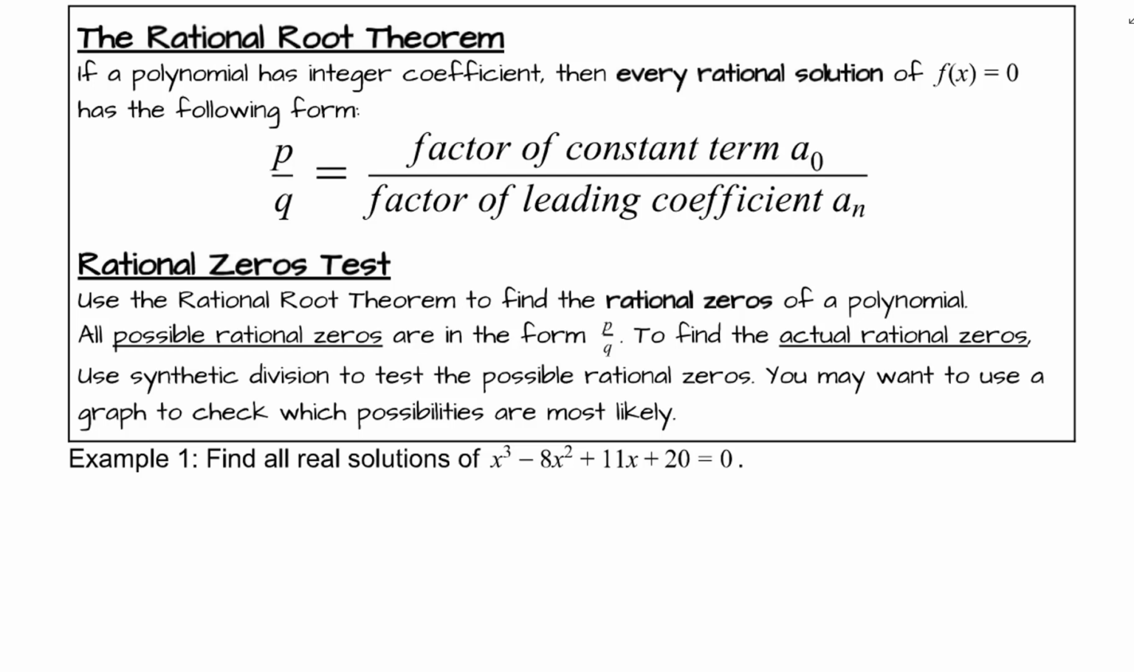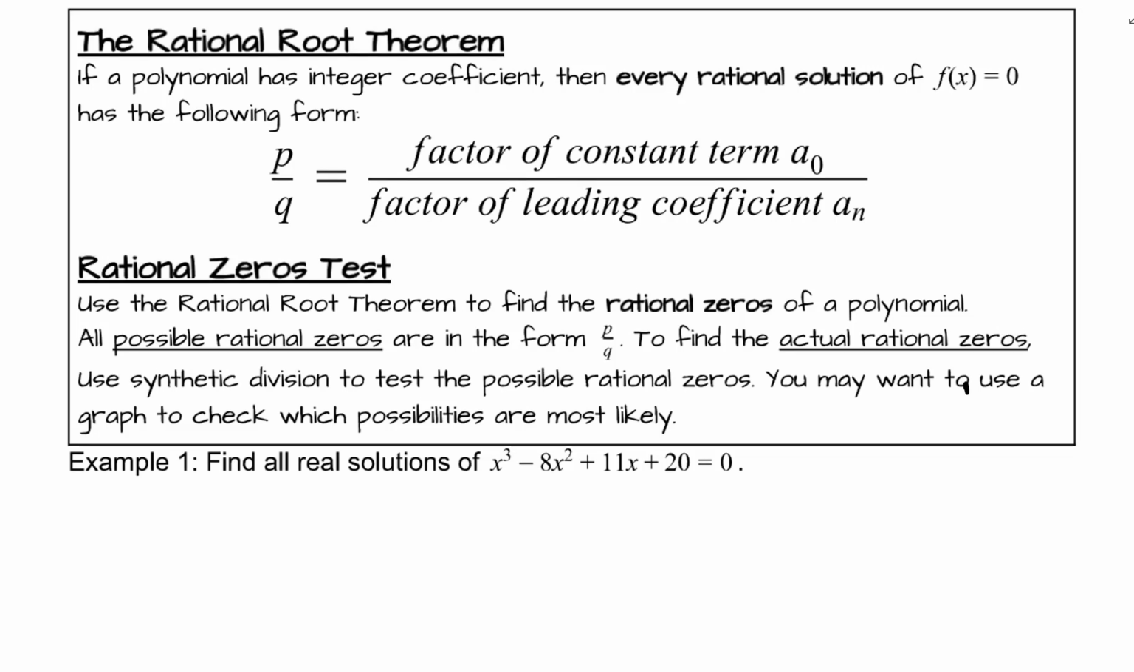So, in order to use the rational root theorem, we do something called the rational zeros test. Use the rational root theorem to find the rational zeros of a polynomial. All possible zeros are in the form p over q. So we'll find all the factors of the constant term and the factors of the leading coefficient in order to create all possible rational zeros. To find the actual rational zeros, we need to use synthetic division to test the possible rational zeros. You may want to use a graph to check which possibilities are most likely.